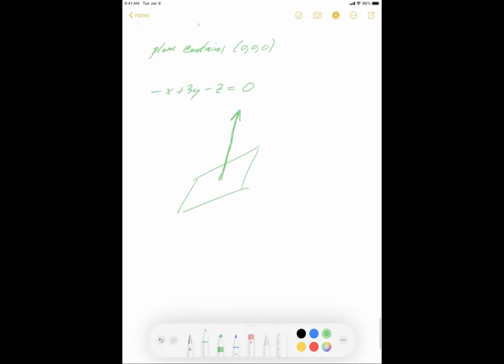So the parametric equations will be x equals 4 plus 3t, y equals 1 plus 2t, z equals 1 plus t. Oh, sorry, I looked at the wrong one. I was looking at the wrong vector. The normal vector here is -1, 3, -1. So that should be minus t, plus 3t, and minus t.